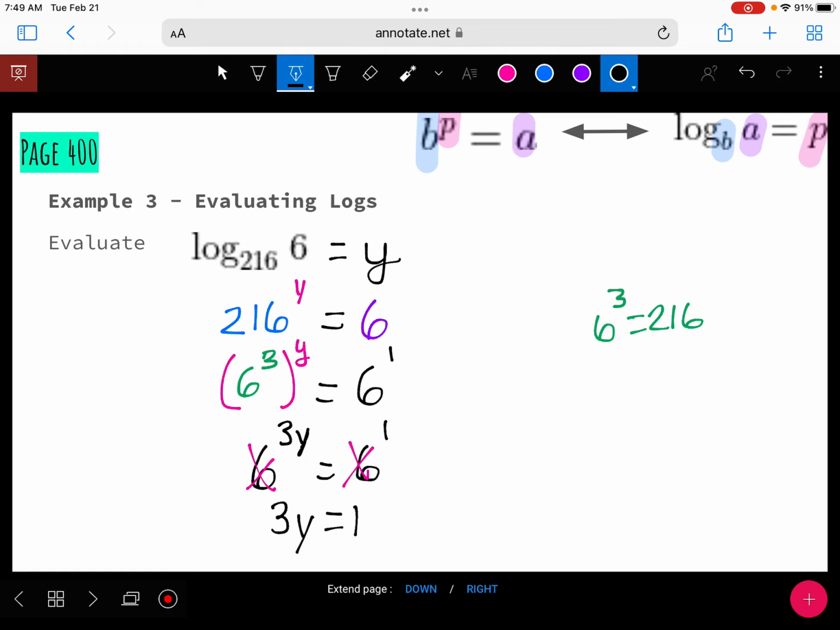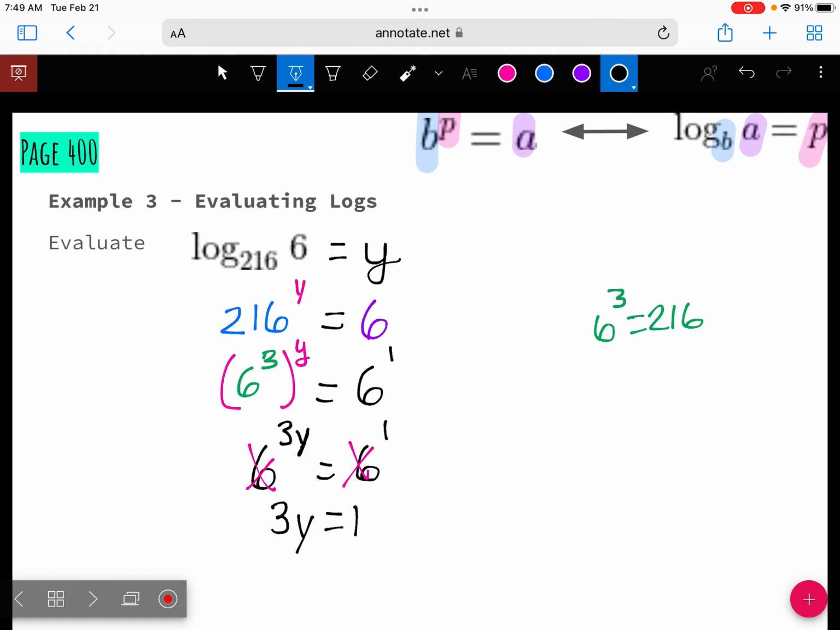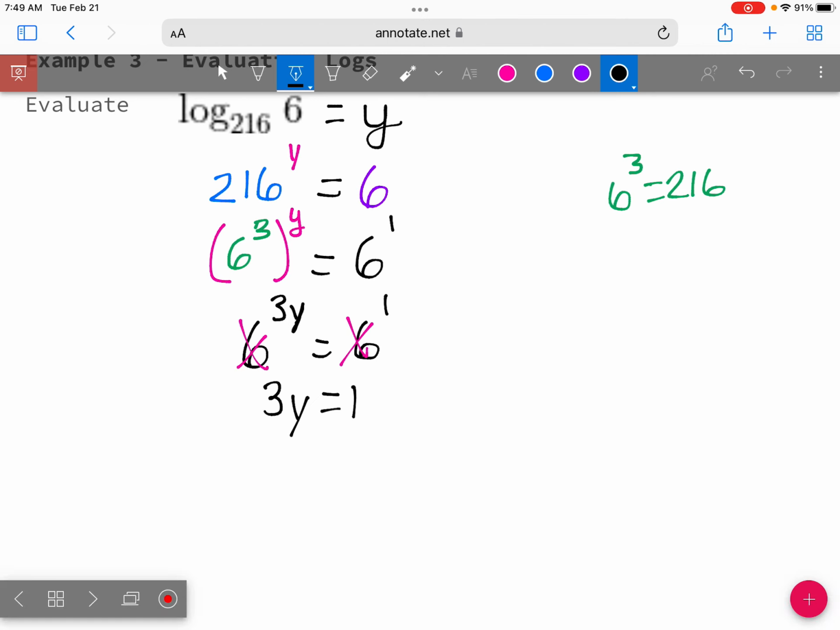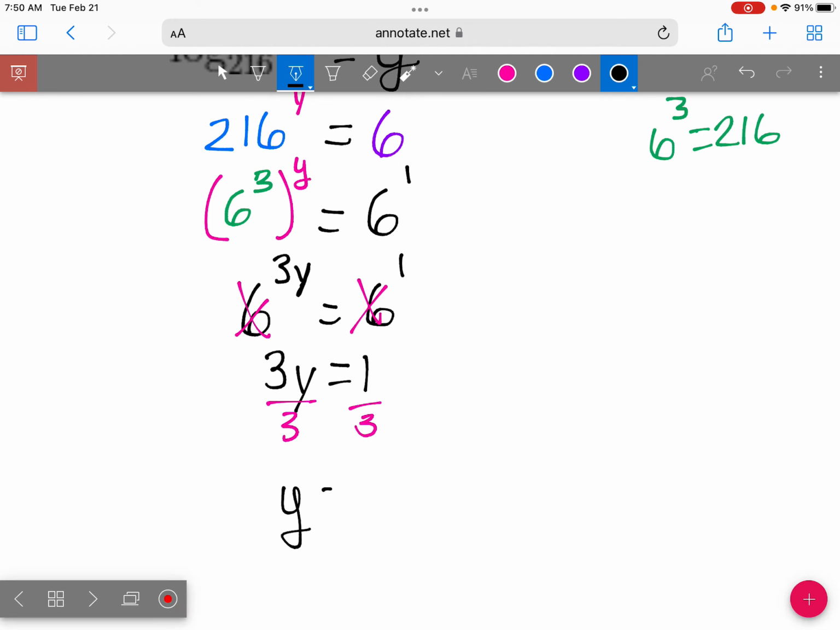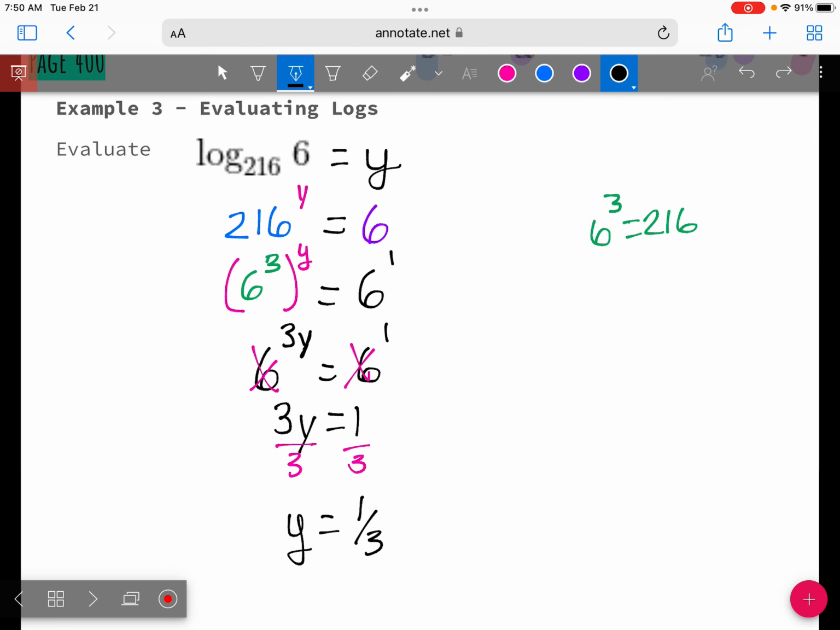So what does y equal? What do we do to get y by itself? We're so close, y'all. Divide by 3 on both sides. Y is 1/3. So this logarithm up at the top, log base 216 of 6, equals 1/3.